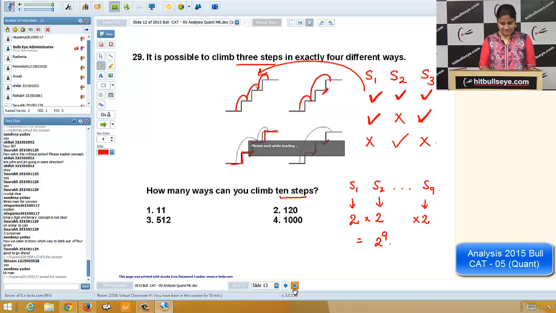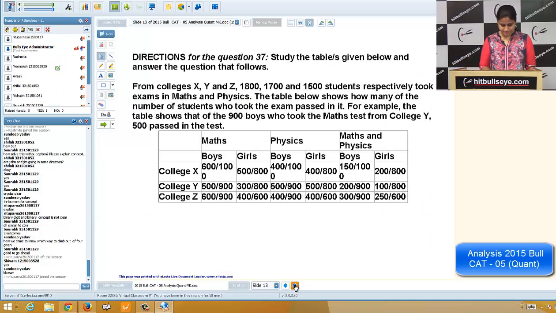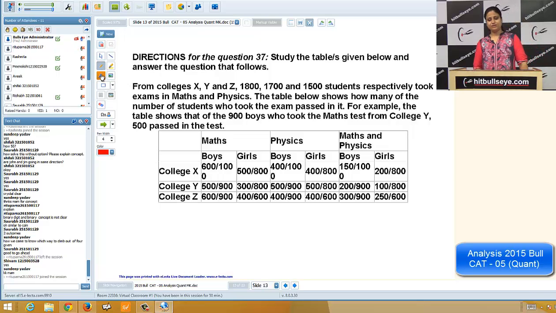Okay. Let us move. Question number 37. A simple question but calculation required. Yes, any problem in this question?